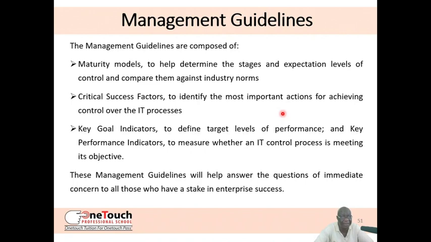Now they explain what we mean by management guidelines. They say management guidelines are composed of what? Maturity models to help determine the stages and expectation levels of our control. Then we have critical success factors to identify the most important actions for achieving control over the IT processes. We have key goal indicators to define target levels of performance. And we also have key performance indicators to measure whether an IT control process is meeting its objectives. So these are the management guidelines: maturity models, critical success factors, and key goal indicators. These management guidelines will help answer the questions of immediate concern to all those who have a stake in enterprise success.